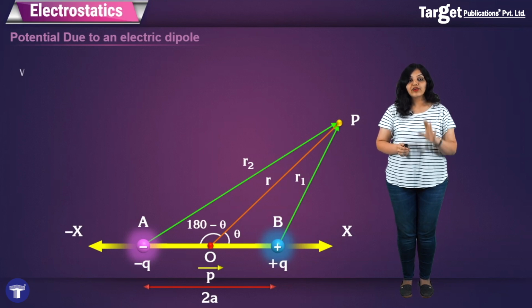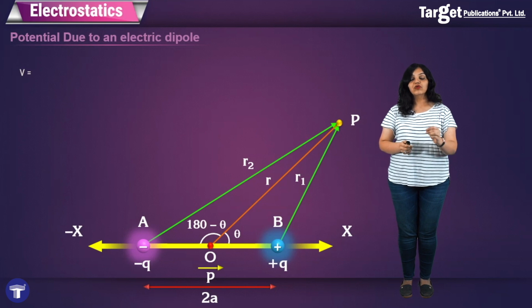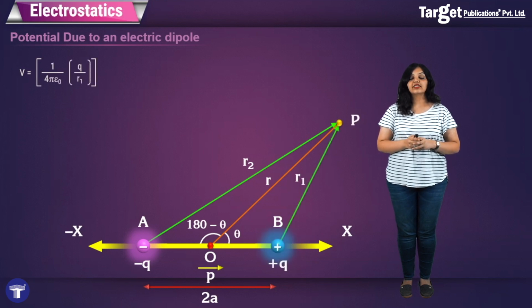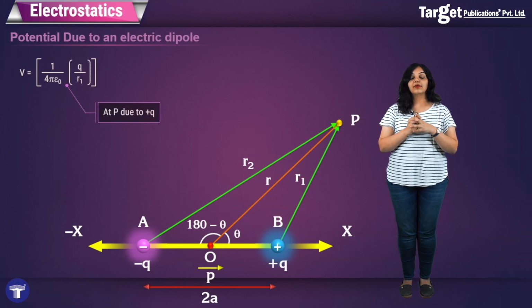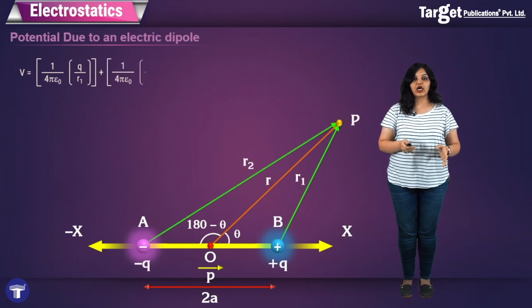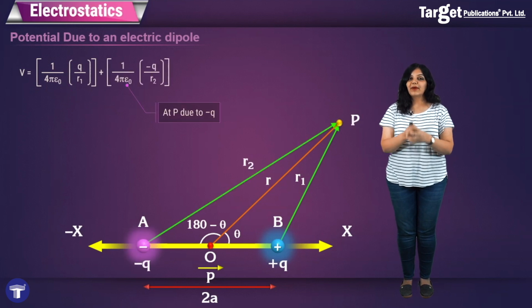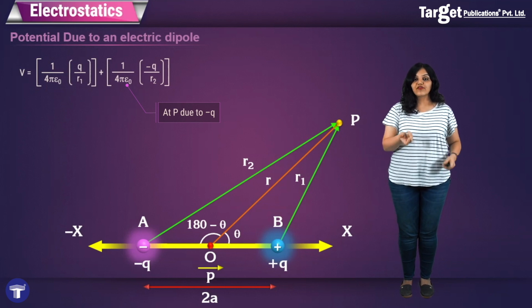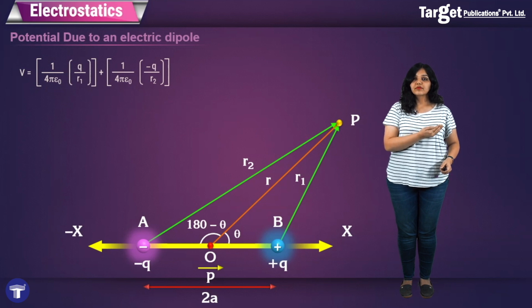So let's start. I want to find the potential at point P due to this electric dipole. First, I will ask what is the potential at P due to the point charge plus q. I will get that it is 1 upon 4 pi epsilon naught, q upon r1. q because the charge is q, and r1 because that's the distance of the positive charge plus q from the point P. And then I will add to this the potential at P due to the negative charge, that is 1 upon 4 pi epsilon naught, minus q upon r2.